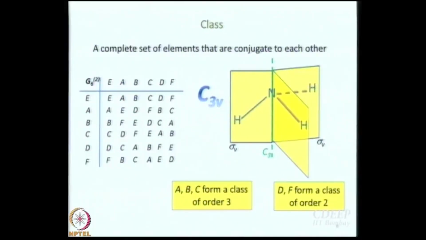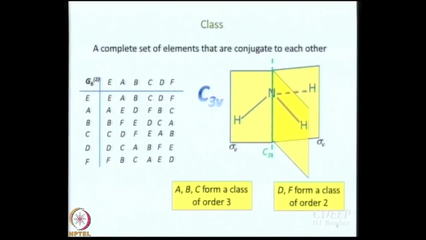Okay. So, here you see what are the operations that belong to the class. Can you now substitute in this multiplication table and convince yourself that C3v multiplication table is indeed like the previous one. So, instead of A, B, C you can write sigma_v A, sigma_v B, sigma_v C. Instead of D and F you can write C3 and C3 square. Of course, I am dictating this order because I know the answer.